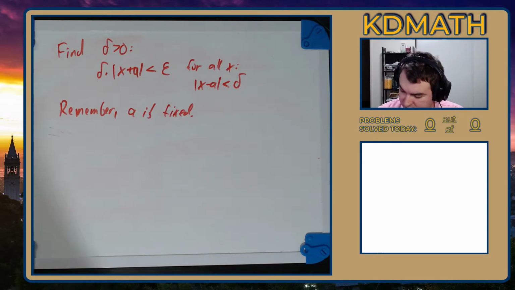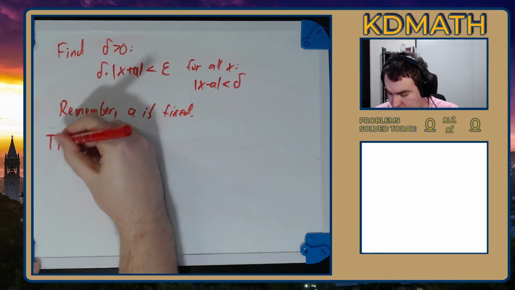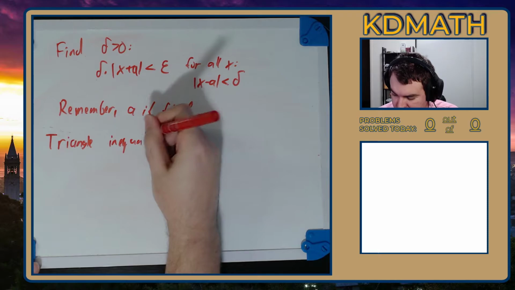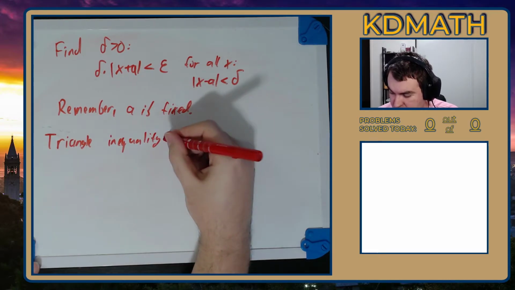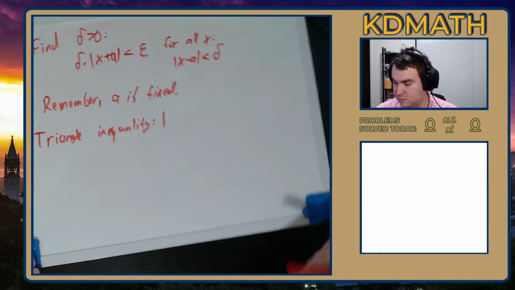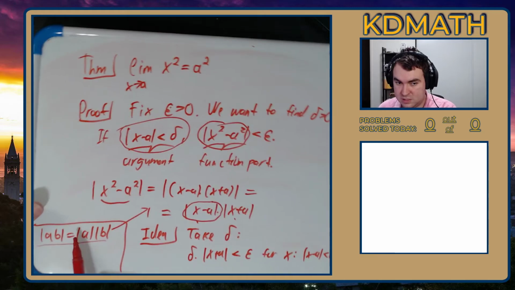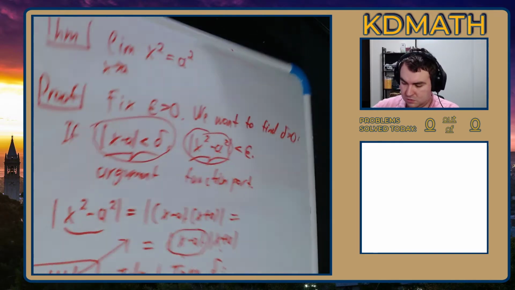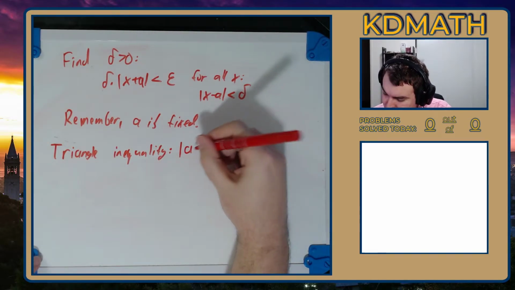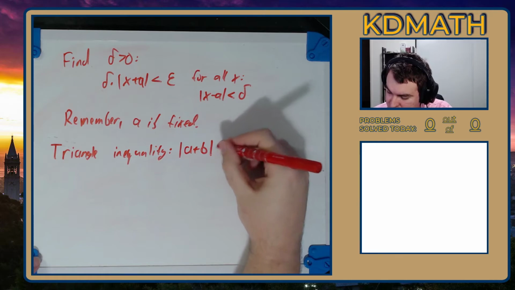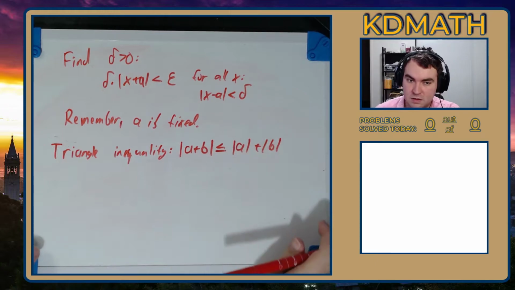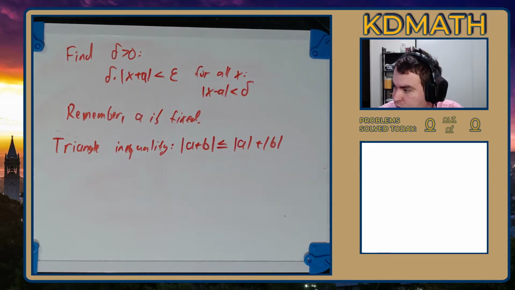Now, there is this thing called the triangle inequality. It's again an inequality about absolute values, just like the inequality we wrote on this side of the board. We need to know a little bit more about absolute values and distances. So the absolute value of a plus b is always less than or equal to the absolute value of a plus the absolute value of b.